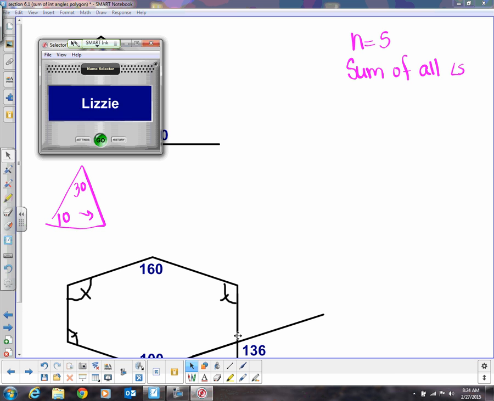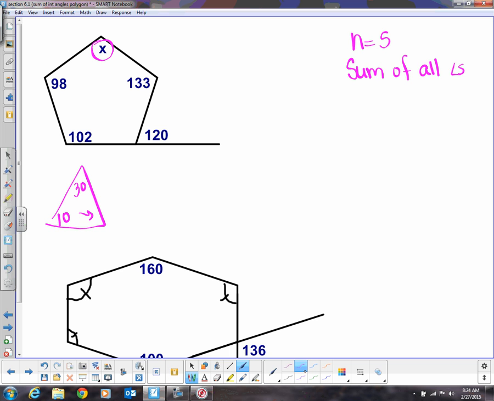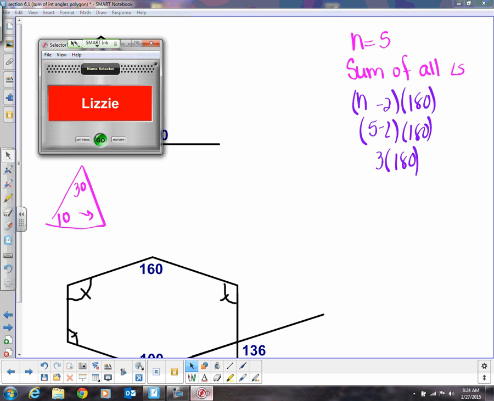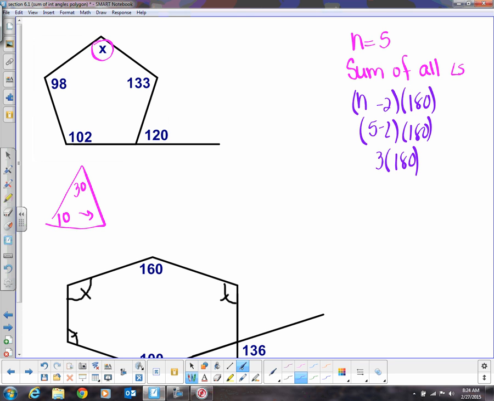What's my formula? Lizzie? Homework test. Don't tell me. N minus 2 times 180. Okay, what's my n? 5. 5 minus 2 times 180. 3 times 180. We'll get it. I'll call on someone else. Okay, that's going to be Samantha. You did such a good job last time, Samantha. Can you do that for us again? No, that's all of them.